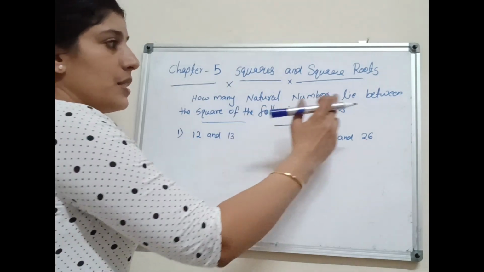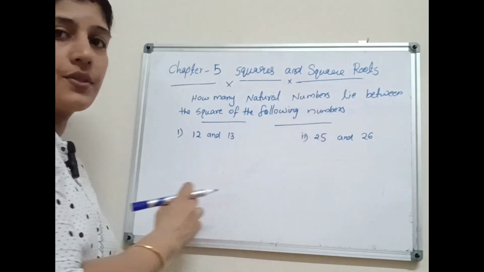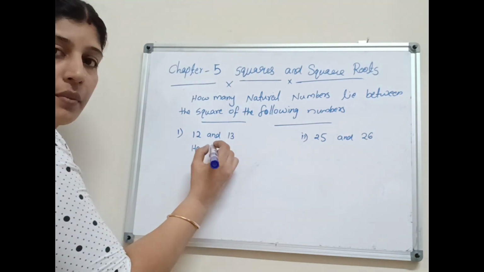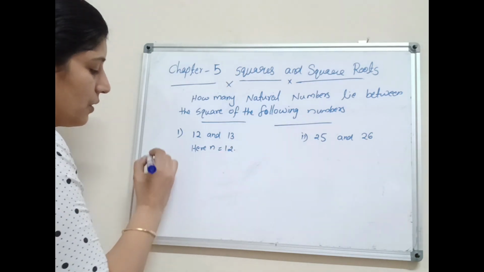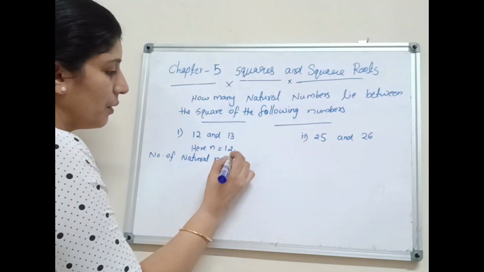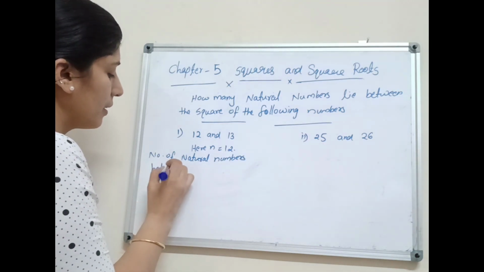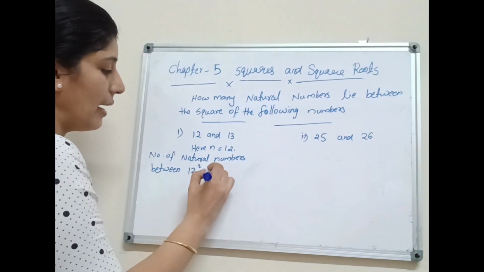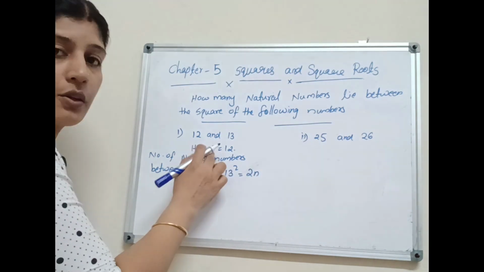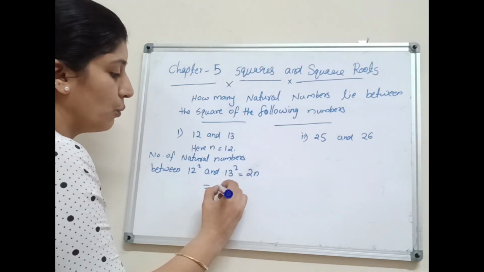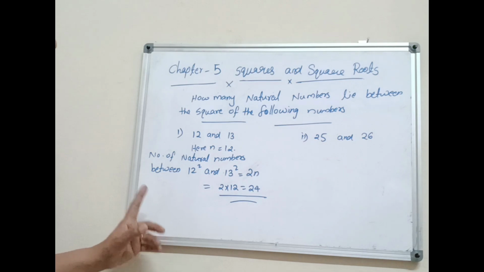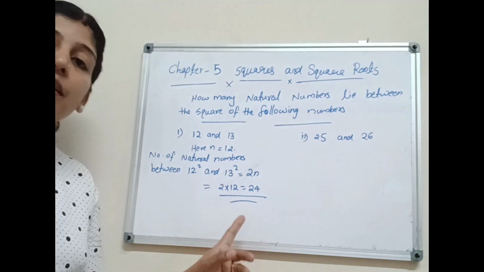Next, how many natural numbers lie between the squares of the following numbers? First one, 12 and 13. Here, the smaller number is 12. Therefore, n equals 12. Next, we consider the number of natural numbers between 12 square and 13 square, which is equal to 2n. Here n is equal to 12. That implies 2 into 12 equals 24. Therefore, the number of natural numbers that lie between the squares of 12 and 13 is 24.